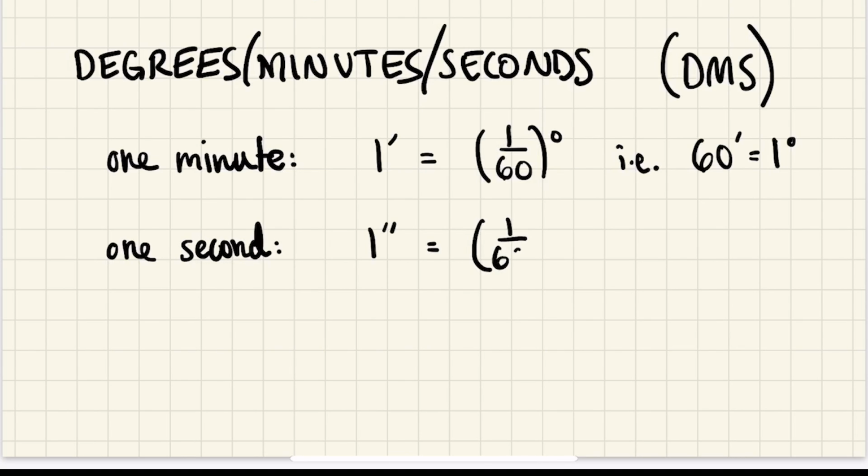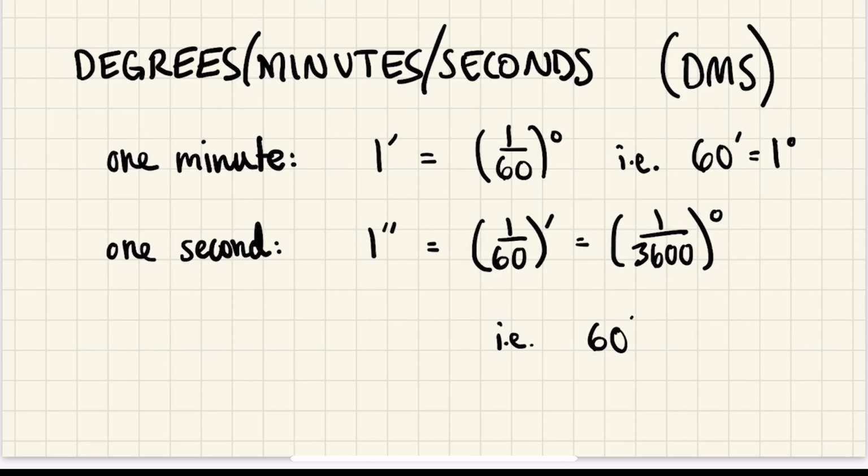That is 1/60th of a minute, or 1/3600th of a degree. In other words, 60 seconds is 1 minute, or 3,600 seconds is 1 degree. So a second is very, very precise for an angle.